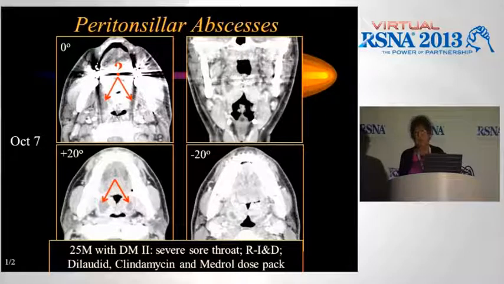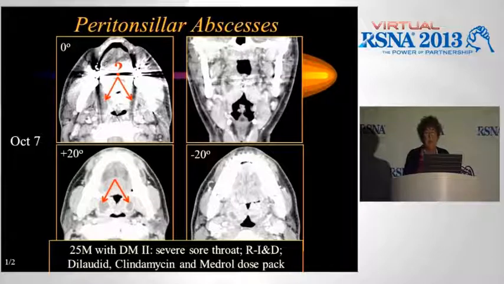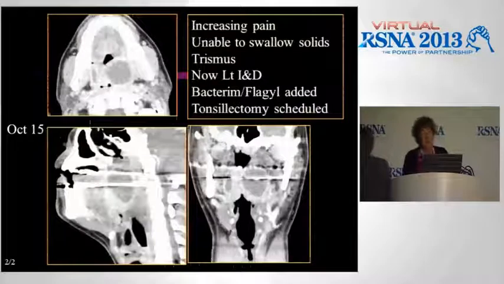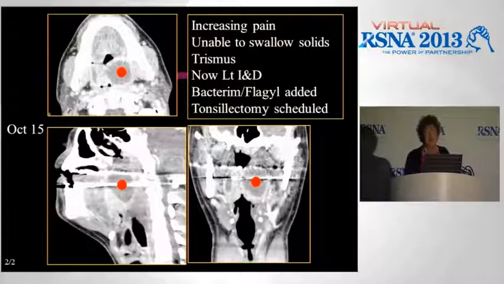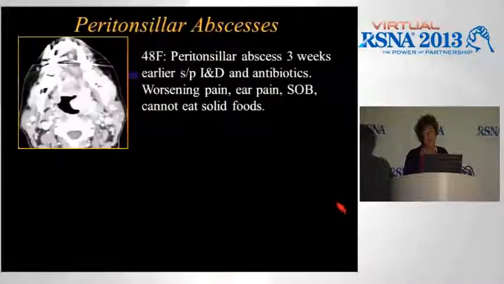They drained and incised the one on the right. They tried the left, didn't get anything, put him on antibiotics, put him on pain medicine, and sent him home. Well, he showed up a week later, worse. Now I can't swallow anything. I have trismus, and you can see this left peritonsillar abscess has significantly increased in size. They added a couple more antibiotics and scheduled him for surgery.